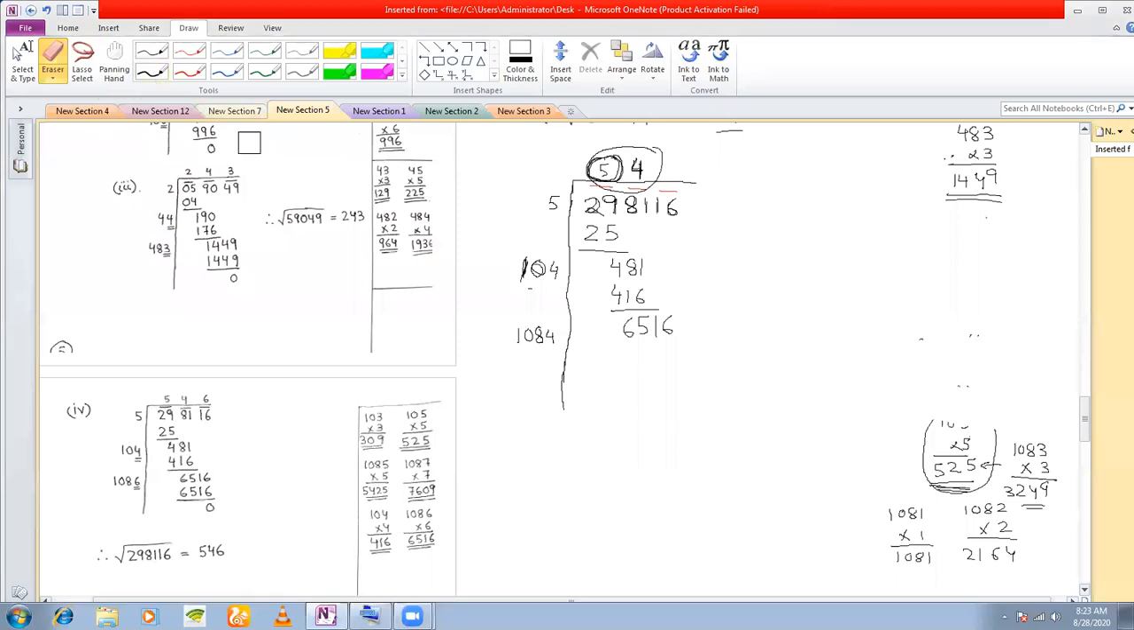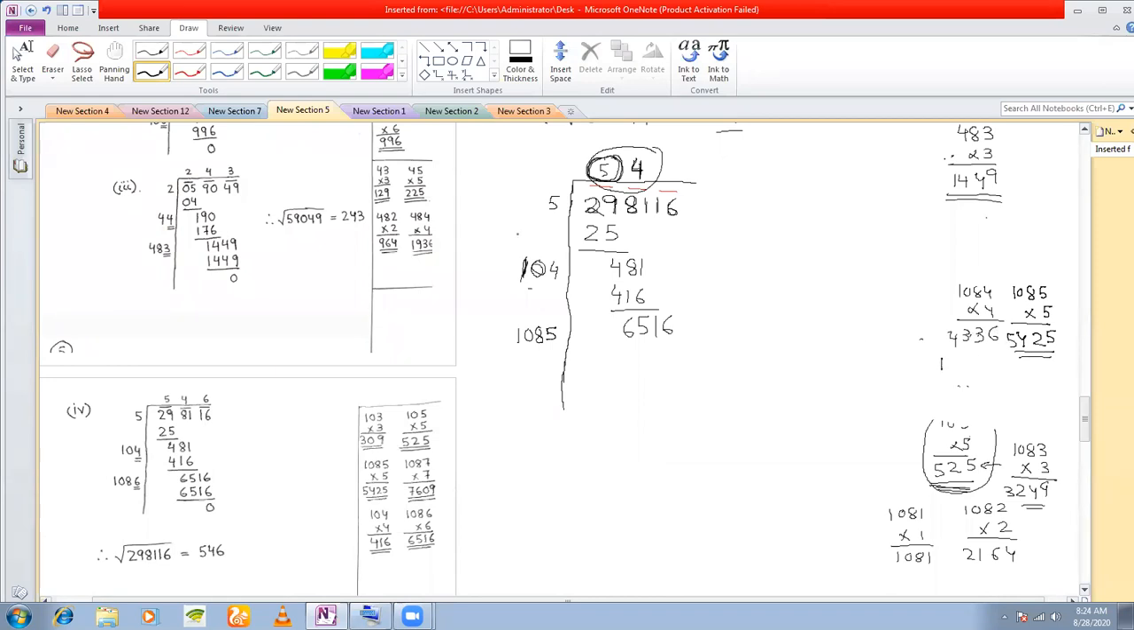Okay, so we try the digit 4. It becomes 1084 into 4, which is 4336, which is again way less than 6516. So we try the digit 5. 5425. Okay, that is a little less than 6516.